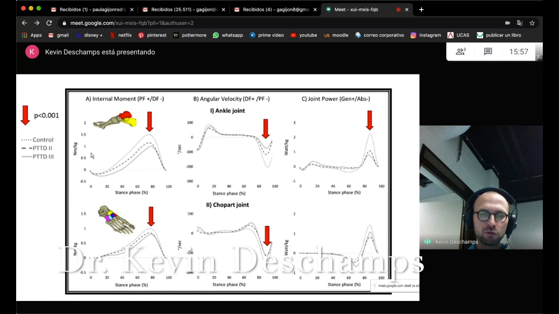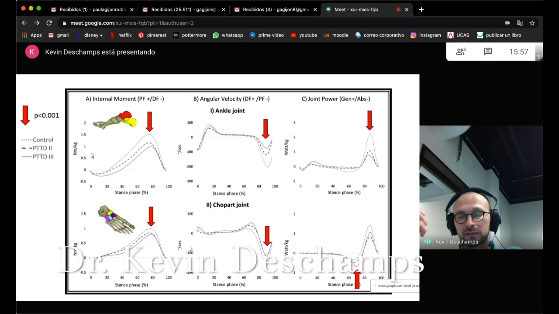Also, the peak plantar flexion velocity of that joint was reduced, and what we then saw most dramatically is that the power absorption in the Chopart joint was much greater. In absolute values, the power absorption in the midfoot in presence of tibialis posterior dysfunction was almost twice as high as in normal circumstances. So you see clearly here an instability within the midfoot in those joints on the level of the kinetics.